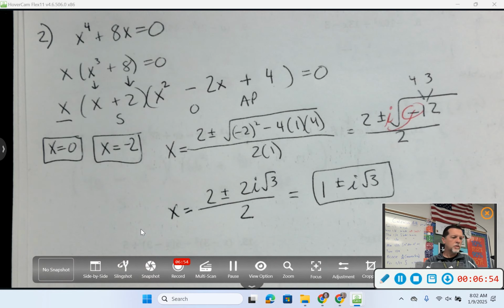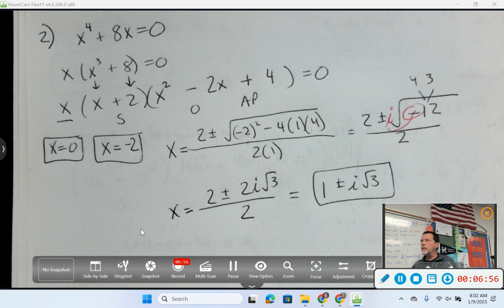I don't know that we talked about this, but is there a way to know from the very beginning of this problem how many answers we might have?